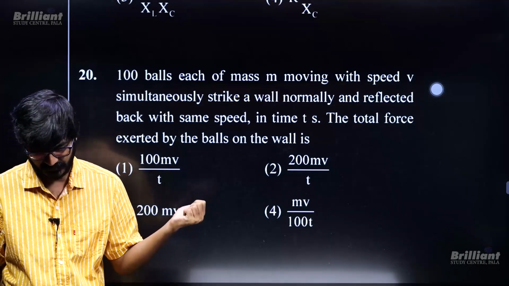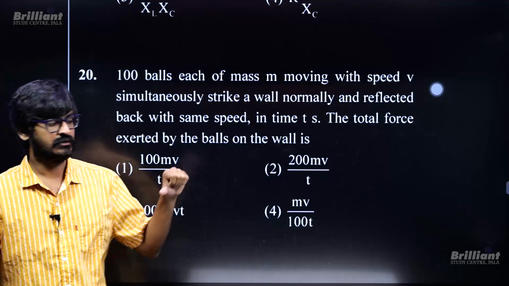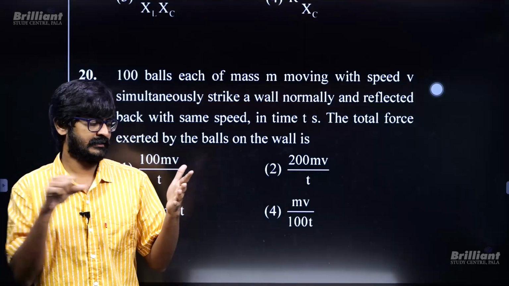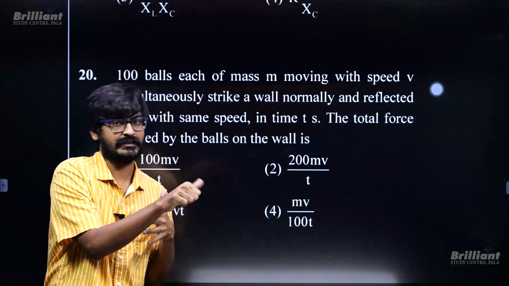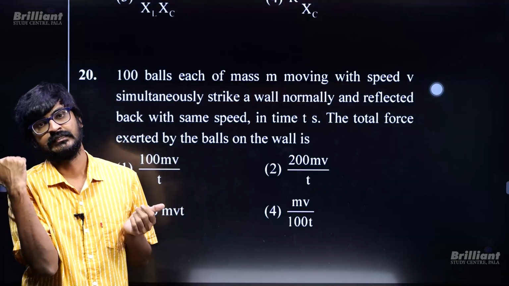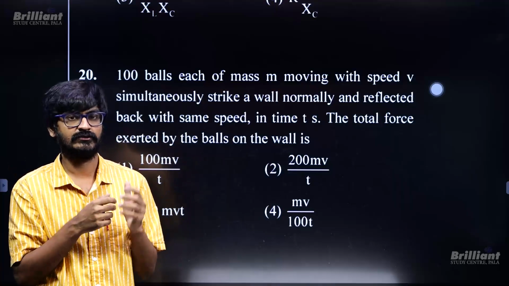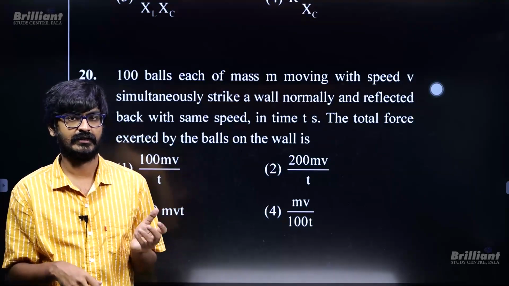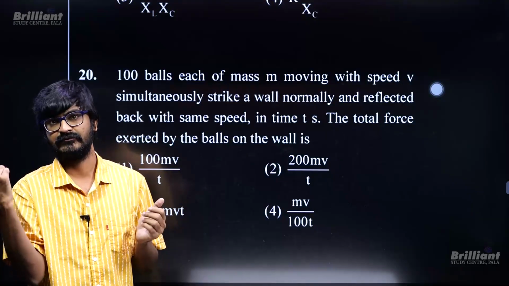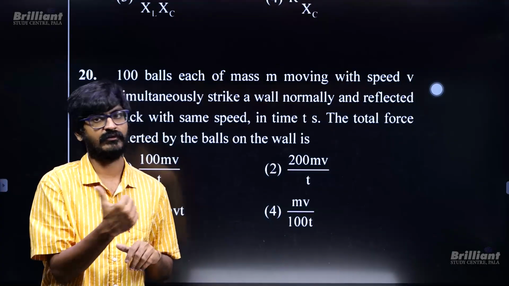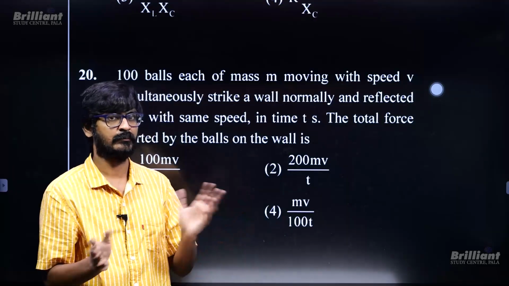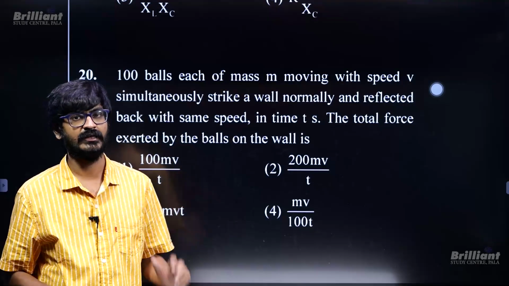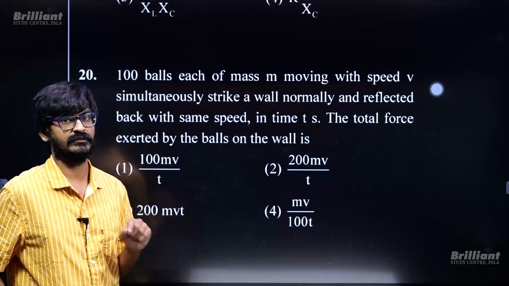100 balls, each of mass m, moving with speed v, simultaneously strike the wall normally and are reflected back with the same speed. What is the total force exerted by the balls? If a ball is hitting and reflecting, what is the change in momentum? Initial momentum is mv in this direction, final momentum is mv in the opposite direction. Momentum is a vector quantity, so when subtracting you need to subtract like vectors. Final momentum is minus mv, initial momentum is mv. Final minus initial is minus mv minus mv, which is magnitude-wise 2 mv. For one ball, the change in momentum is 2 mv.